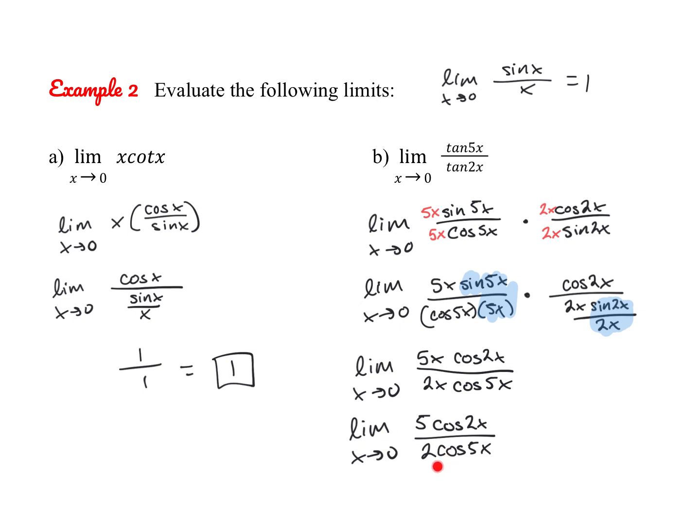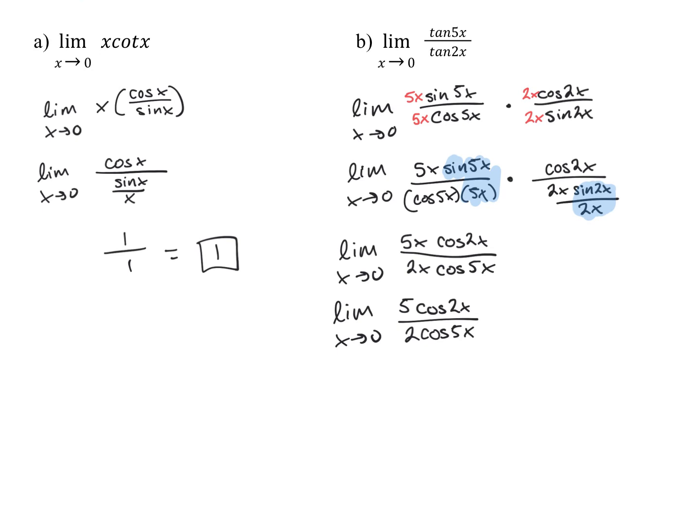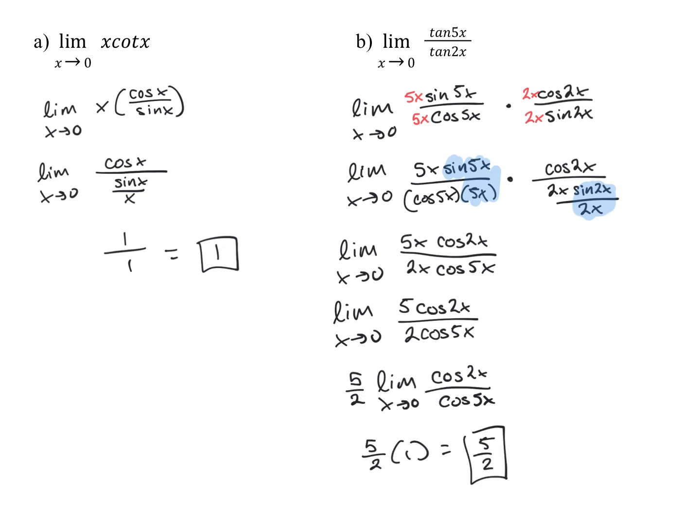And now we can do direct substitution here. So if we do direct substitution, this approaches 1, this approaches 1, and then all we have left is 5 over 2. Or if you would like to show this extra step, we can pull the constant out and then evaluate this limit, which again is just equal to 1. So this overall limit is equal to 5 over 2.